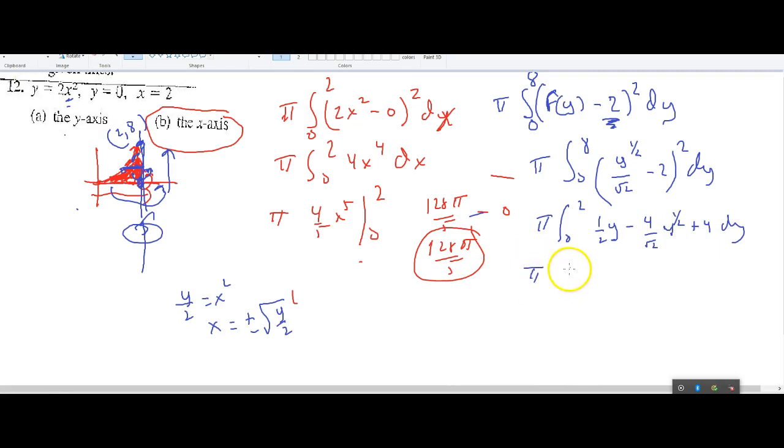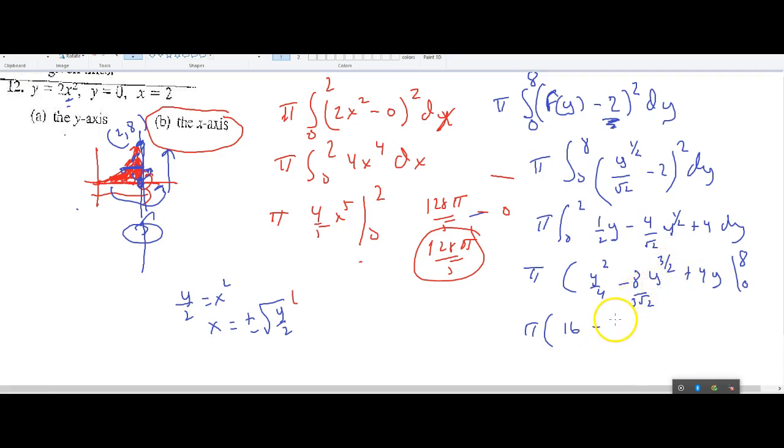So I'm going to go pi integral of, I'm going to raise this power by 1, divide by the power, I get y squared over 4 minus, raise this power by 1, divide by the power, 2/3, that's 8 over 3 root 2, y to the 3/2, plus 4y. And I'm going to do that from 0 to 8. So the first thing becomes 64/4, which is 16, minus, plug in an 8 here. The square root of 8 is 2 root 2.